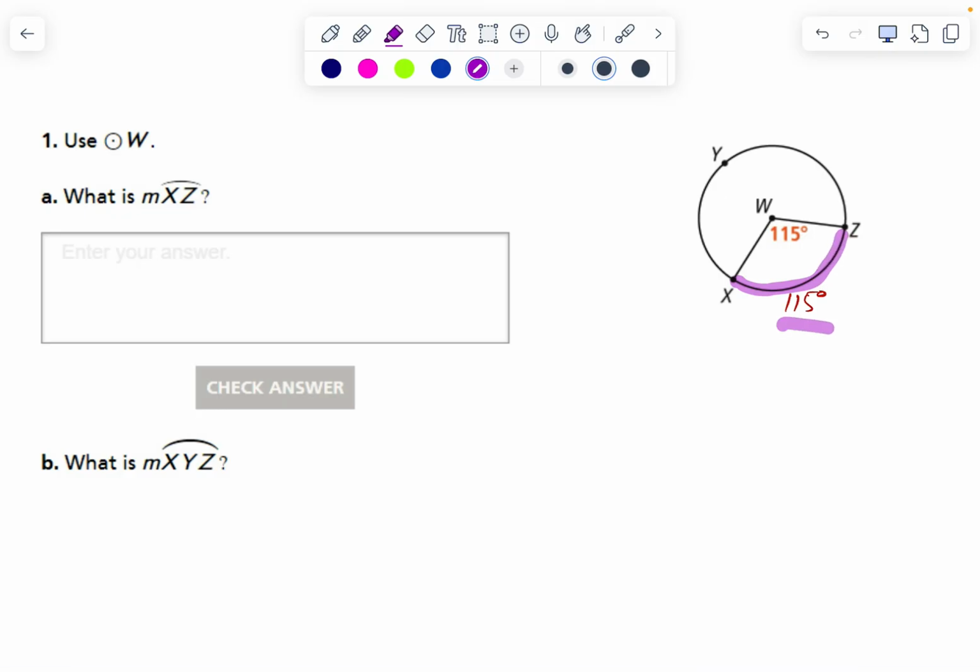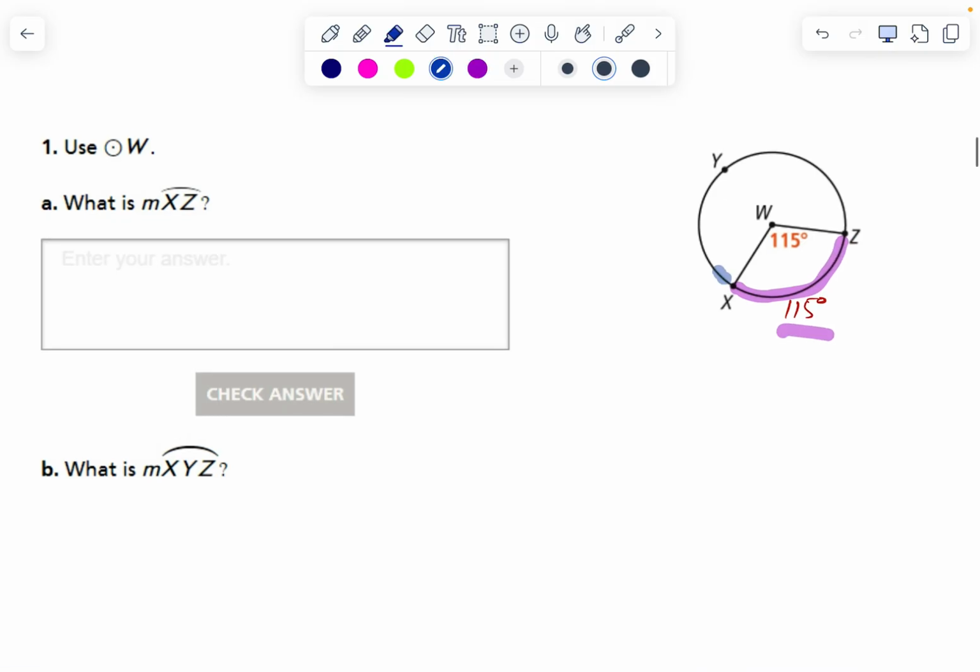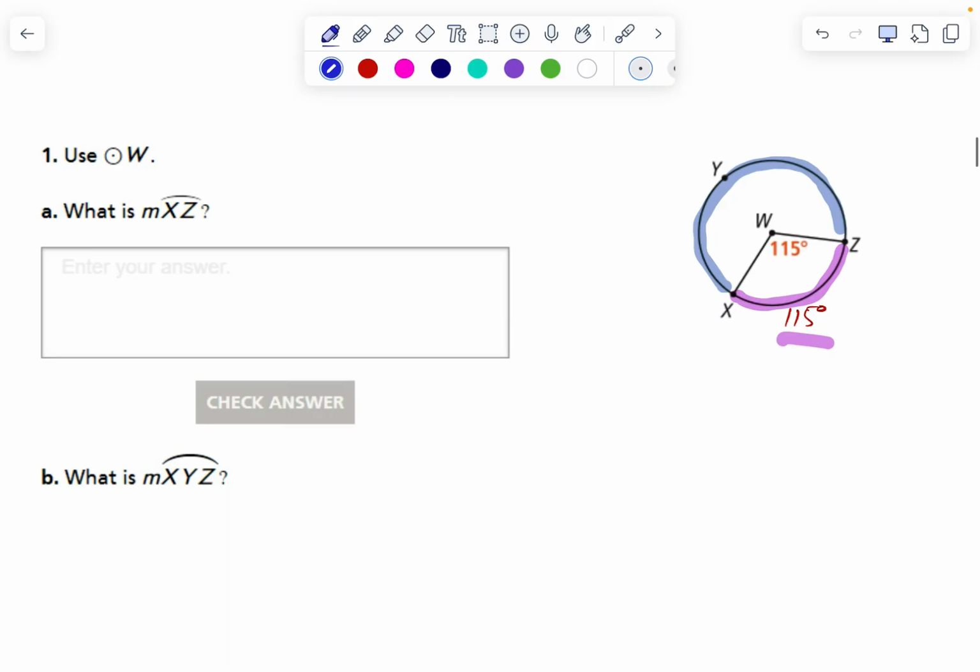Okay, so that one is 115. This one, how do we get it? Yeah, 360 minus 115. So 245, and this is degrees. Make sure you're labeling it degrees. 245. Why did I write 240? I said 245, I think.